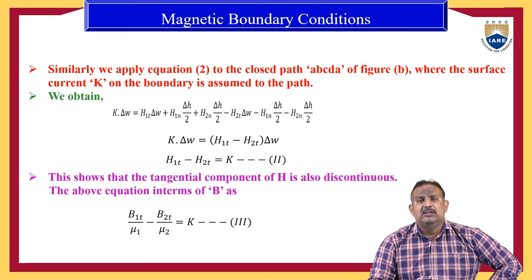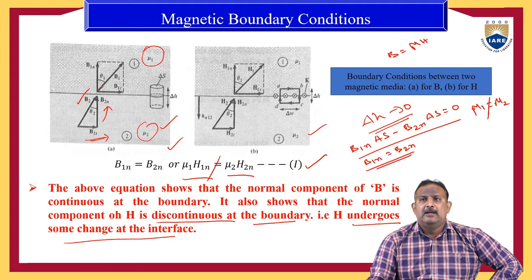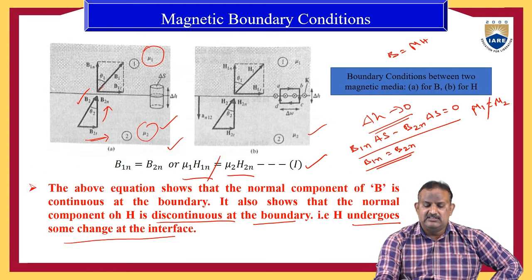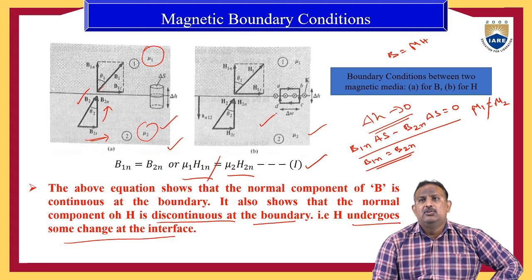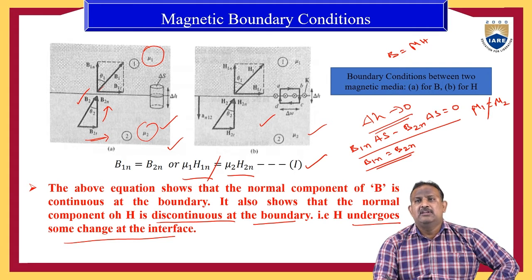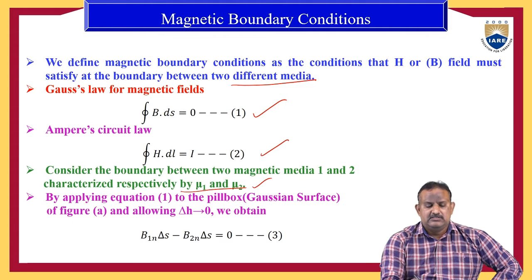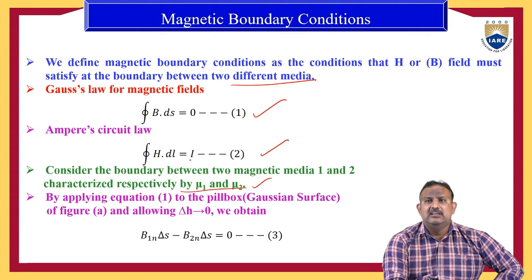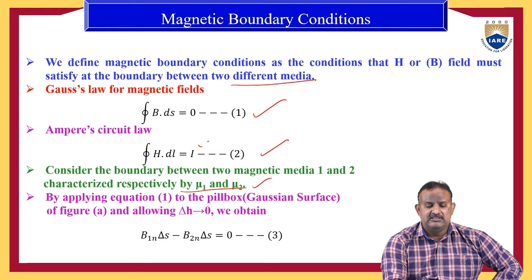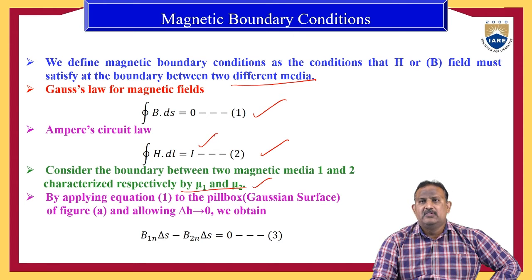Next, similarly, we can find out the magnetic field intensity from the second one. To do that, we need to apply the second equation. The second equation is the line integral of H dot dl equal to I. So it is Ampere's circuital law, where the line integral of H dot dl equals the current enclosed in the circuit.